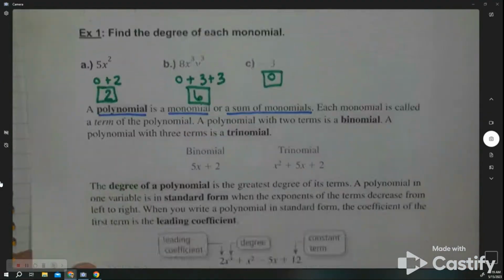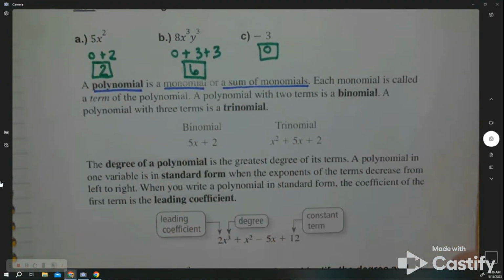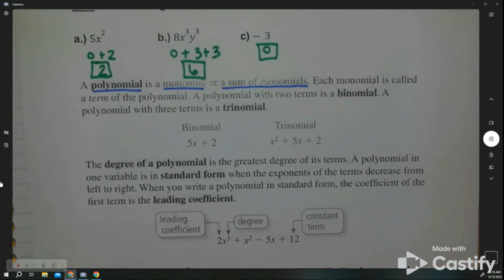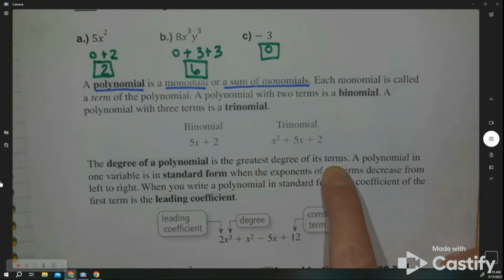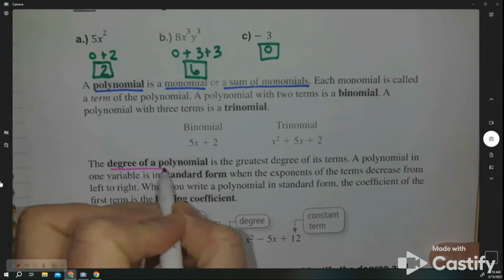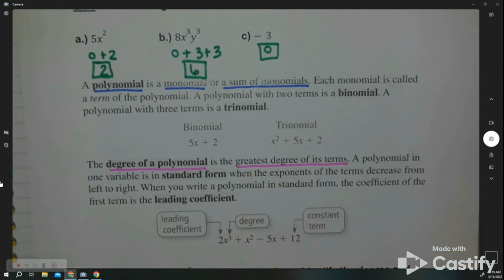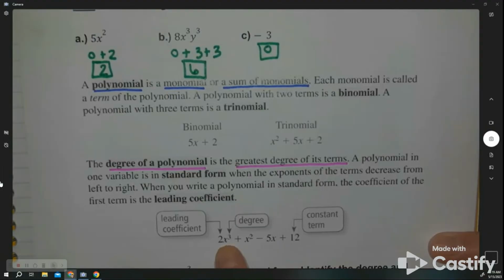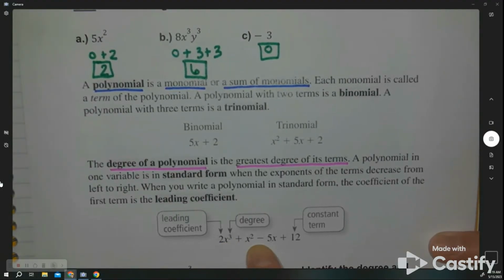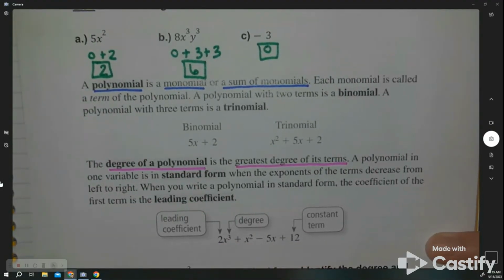And then here's a couple of examples down here. Here's a binomial, a trinomial. We also have degrees when we're talking about a polynomial, but the difference between polynomial and monomial for the degree is that this one is simply based on the greatest degree of its terms. So the degree of a polynomial is the greatest degree of its terms. So down here, for example, this has 0, 3, so together that would be 3, this is 2, this is 1, this is 0. So the greatest degree we have is the 3.